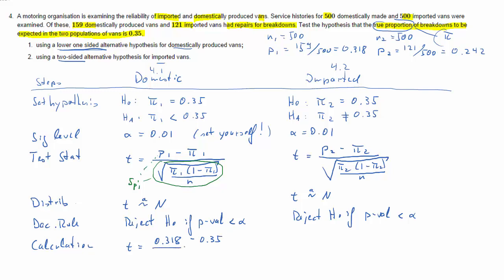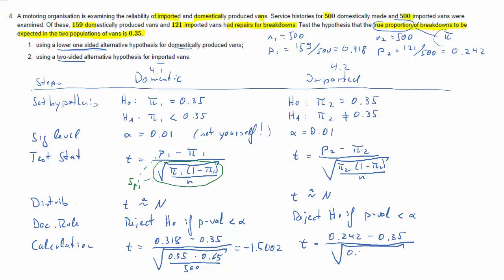We just plug in all the values we have: 0.318 for P1 and 0.35 for pi1, the hypothesized value, and then everything falls in place, and the value of that test statistic is negative 1.502 for the domestic cars. For question 4.2, we have a slightly different sample proportion P2. Pi2 is exactly the same, so that will mirror question 4.1, but the test statistic here is negative 5.0632.